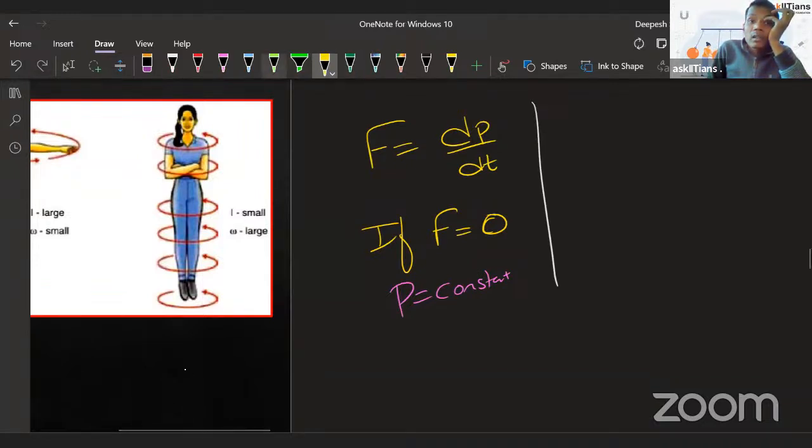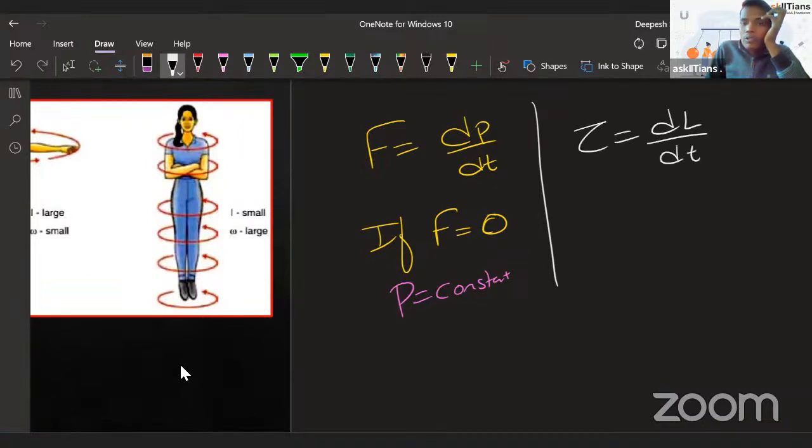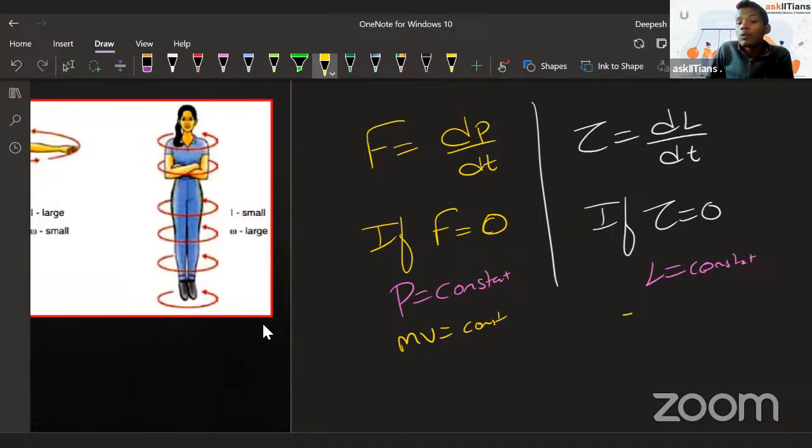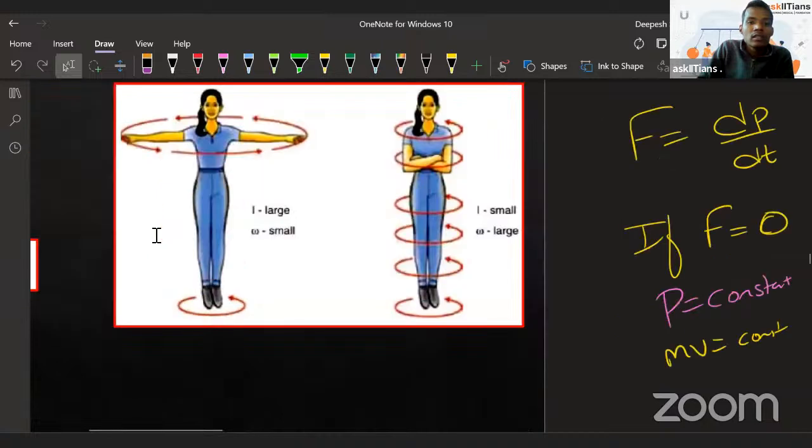Now, torque is equal to dL by dt, just like force is equal to the rate of change of momentum, torque is equal to the rate of change of angular momentum. Now, if the value of torque is equal to zero, then we can clearly say that L will be a constant. And as I told you, the formula for momentum is mv, so mv is a constant. L will be equal to I omega, and it is a constant.